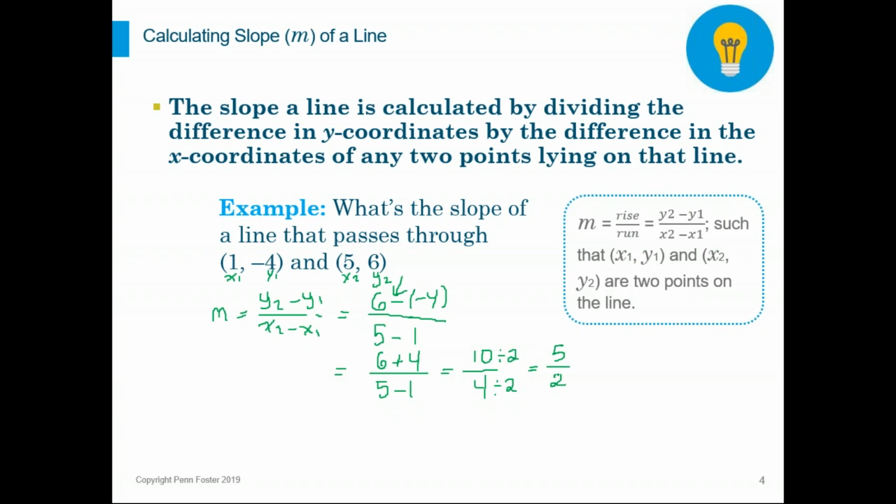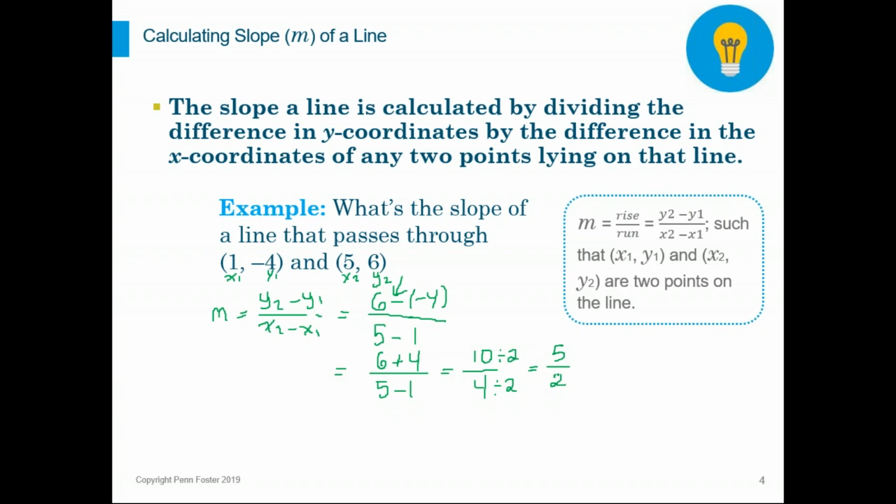And it is okay to have a fraction as the slope of a line. You can have a negative fraction, like a negative half, to be a slope. That's fine. If this is your answer and you do your work correctly, and it happens to be a negative fraction or a positive fraction or a whole number, that is okay.